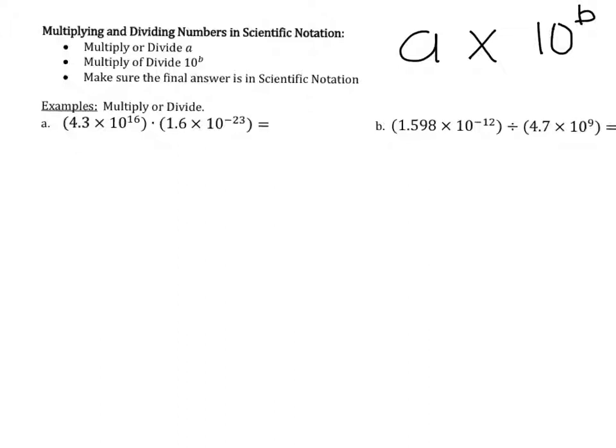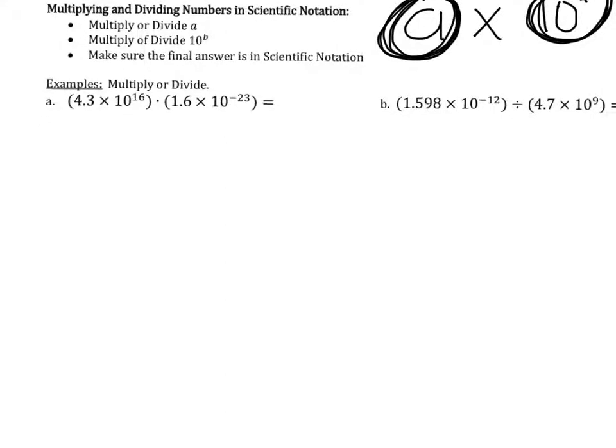And so when we have two numbers written in scientific notation, we're going to take the numbers that they have in the spot for a, multiply or divide them, depending on what problem we have, and then we're going to multiply or divide the 10 to the b parts. So let's look at this first example here. I have 4.3 times 10 to the 16th times 1.6 times 10 to the negative 23, right? If I want to do this multiplication correctly by hand, I'm going to take the 4.3 and multiply it by the 1.6.